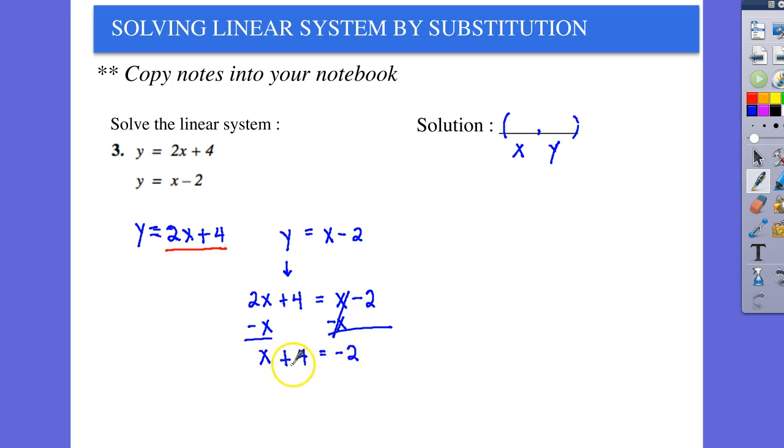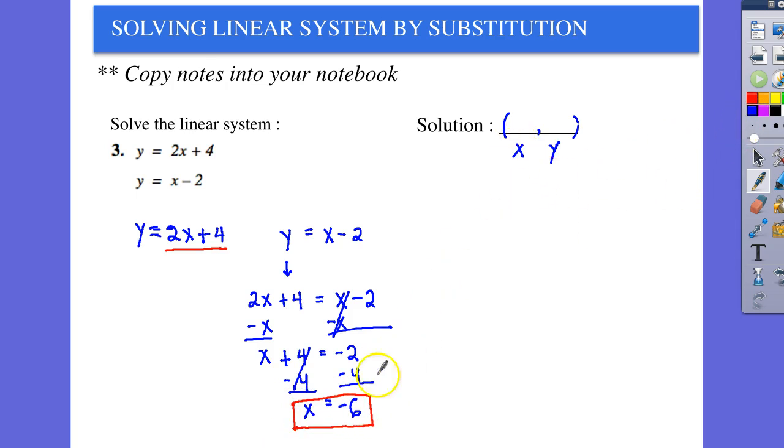We have to get rid of plus 4, so we will subtract 4 from both sides. On the left side, no more 4. Bring down the x. Negative 2 minus 4 is negative 6. So we figured that x is equal to negative 6.